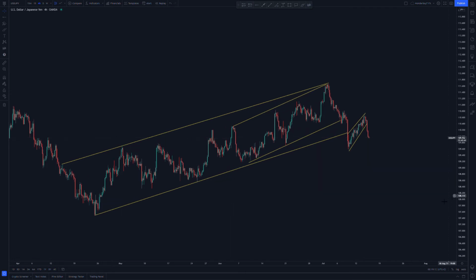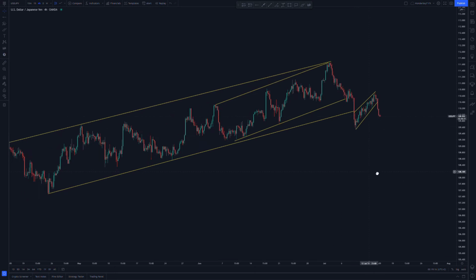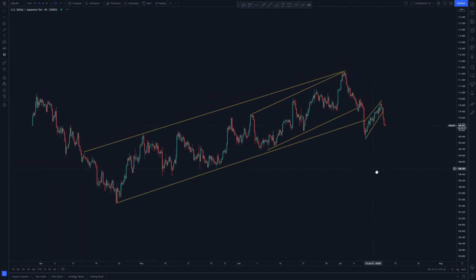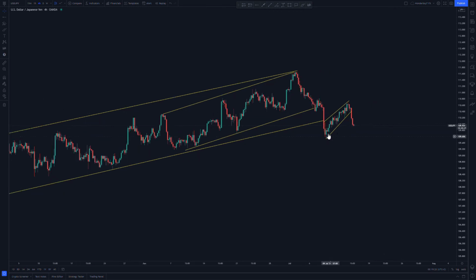So US dollar vs Japanese yen. This one is also shaping up nicely. You have a lovely push here from the past few days. What I'm looking for here, as you can see, price was moving correctively, and now we have a nice push to the downside.